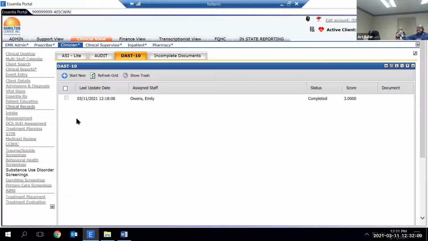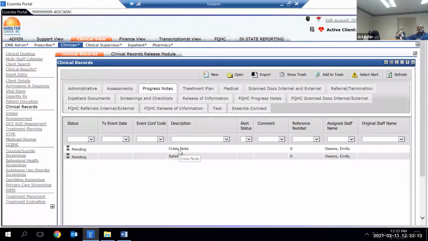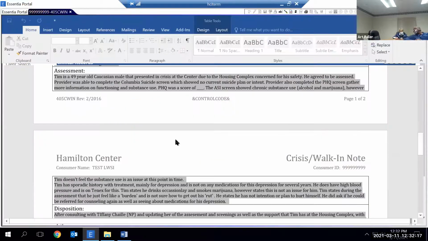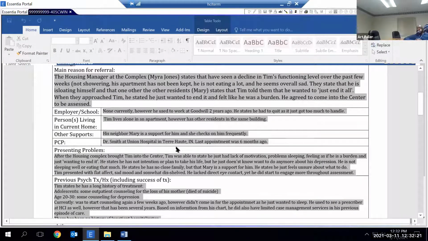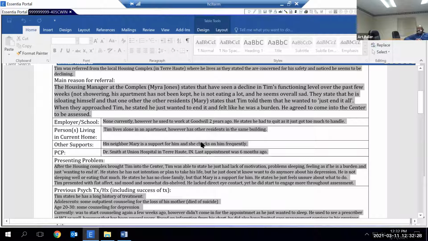I'm going to go back to the clinical record and pull up the note. Again, sometimes I'm in this note and I'll just stop, go to a screening and start asking those screening questions if I feel like I need to just jump over. So you can do that as well.